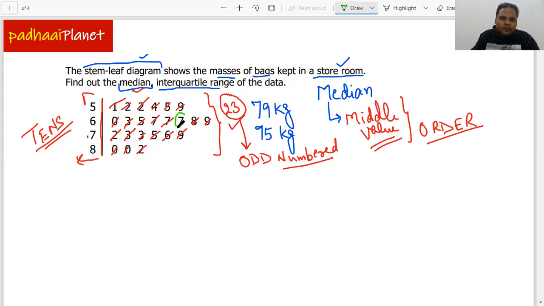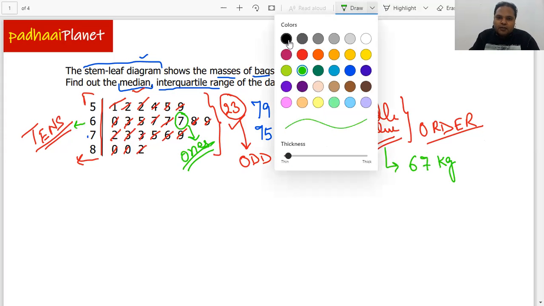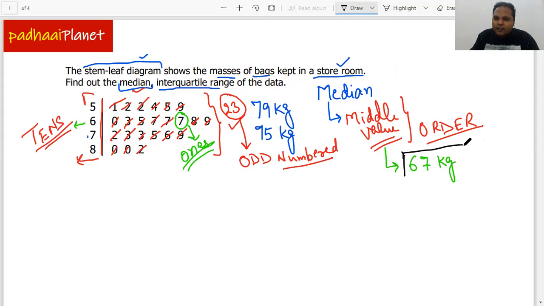And that's this 6. That's the 7, sorry. So what we need to do is the value of this data value is 6 from tens. 6 will be the tens and 7 will be the ones. Therefore, the median is going to be 67 kg, right? So this is going to be the median of the data set, median of this stem and leaf diagram.